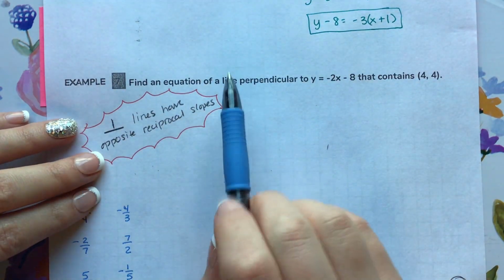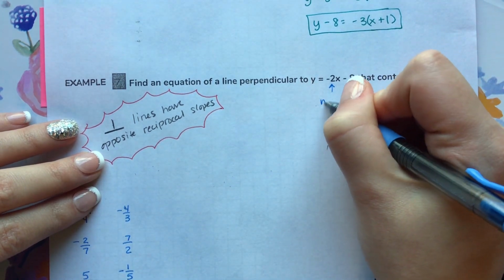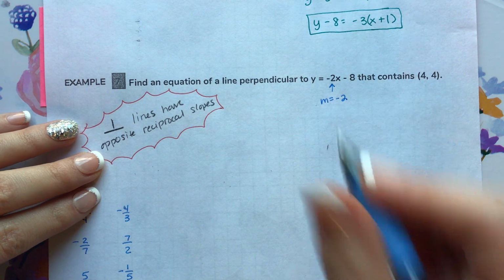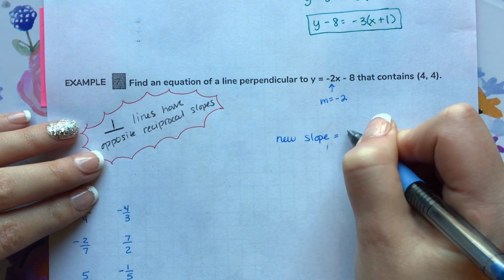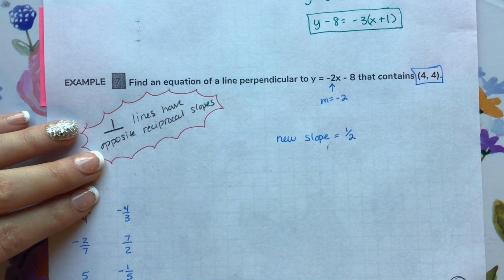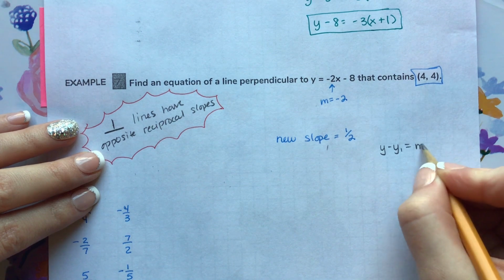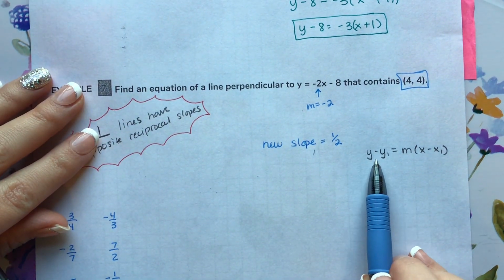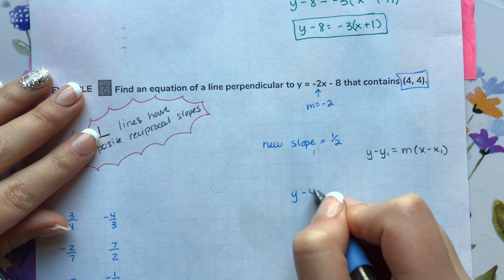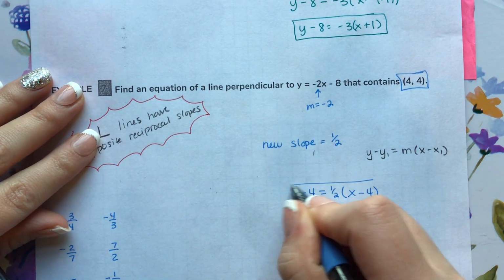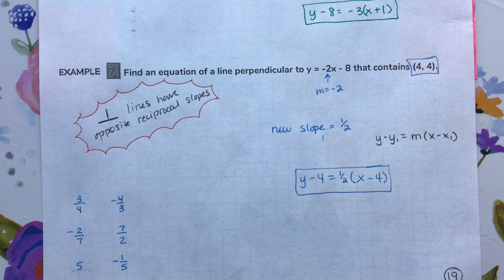So now let's do this problem. I want a line perpendicular to this guy. Well, if the slope is equal to -2, the opposite reciprocal of -2 is going to be positive 1/2. So my new slope is equal to 1/2. And then I have my coordinates right there. Because I have a point and I have a slope, I'm once again going to use y minus y sub 1 is equal to m times (x minus x sub 1). So let's do it. Y minus y sub 1, that's going to be y minus 4, is equal to m, or 1/2, times (x minus 4). And I'm leaving it like that because it didn't tell me to put it in a particular format.